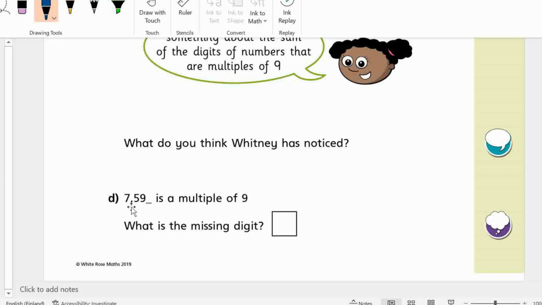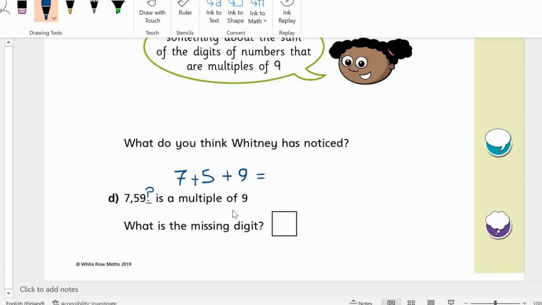So here it says 7,590 something is a multiple of 9. What is the missing digit? Now, we know that if we add all these numbers, we should get something that's in the 9 times table. Let's start adding. So we've got 7 plus 5 plus 9. They're the numbers we have got. We don't know what this number is. We're going to work it out. So what's 7 plus 5 plus 9?